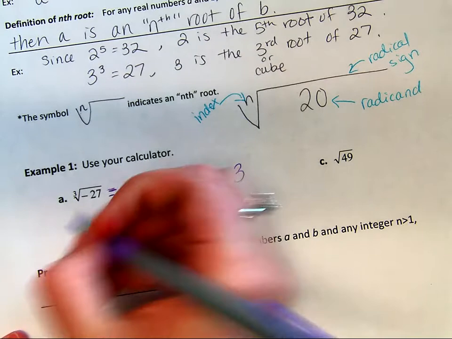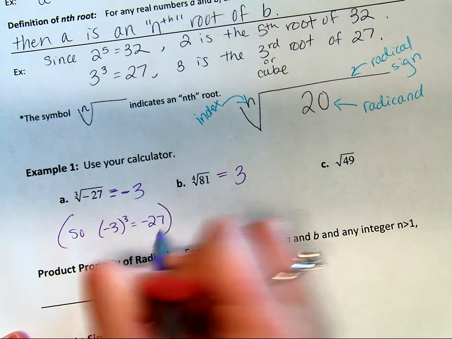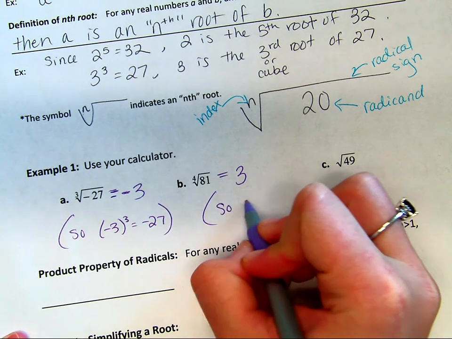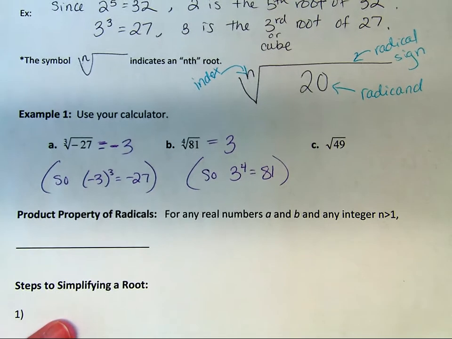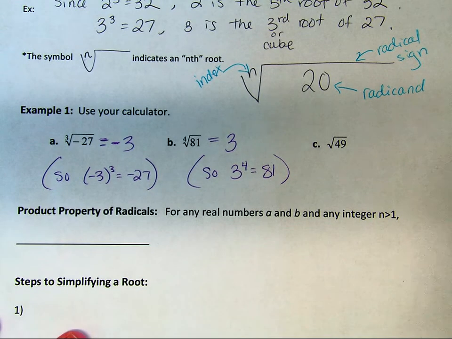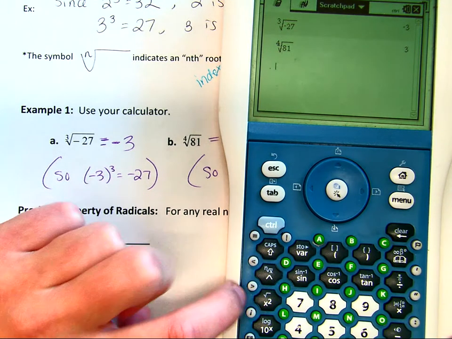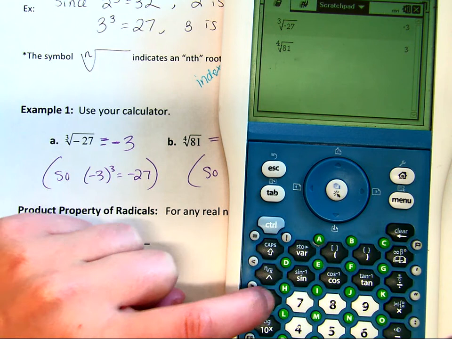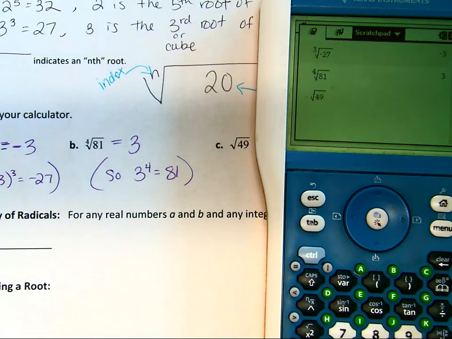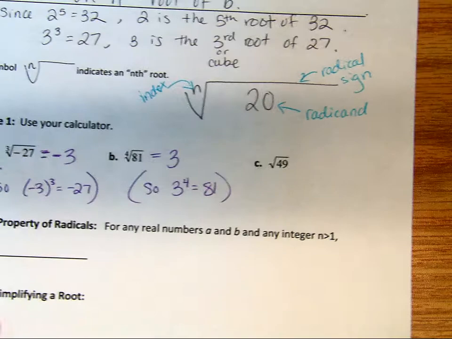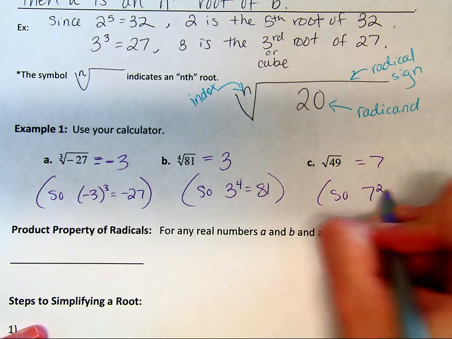So let's just add that to our notes. Negative 3 to the third power equals negative 27. And 3 to the fourth power is 81. See how they're inverses of each other. Square root of 49 you probably already know, but just to be sure, we'll type it in the calculator. Hit Control. If it's just a square root, you can use this one. You don't need to type in an index. Again, if there's no index, it's assumed to be a square root. The square root of 49 is 7, and that means that 7 squared is 49.